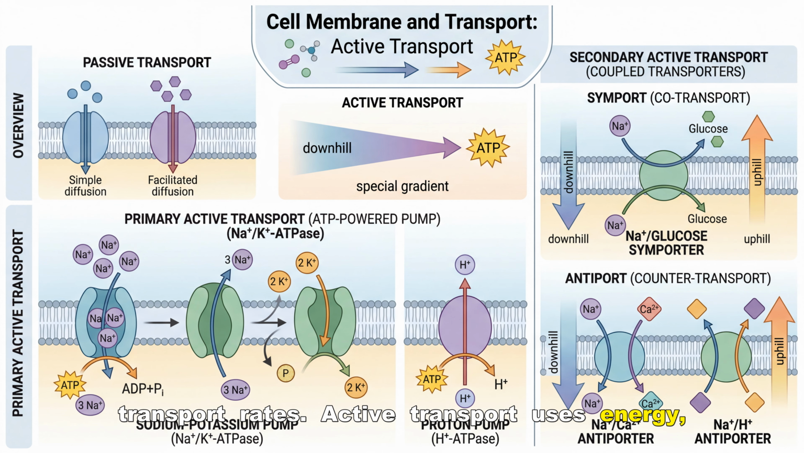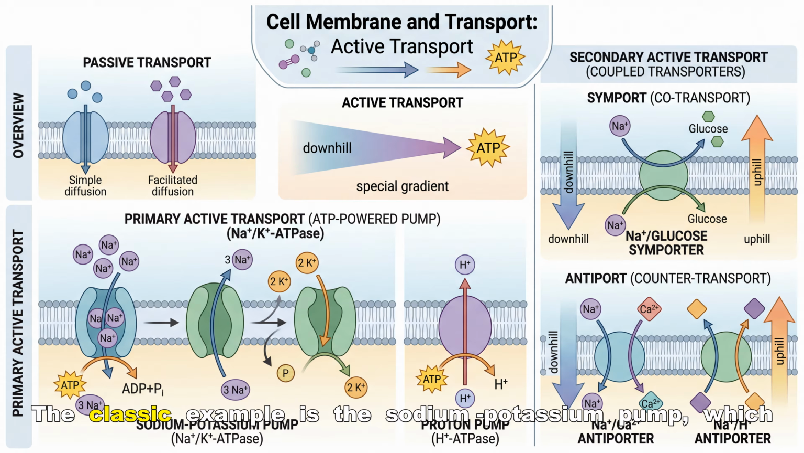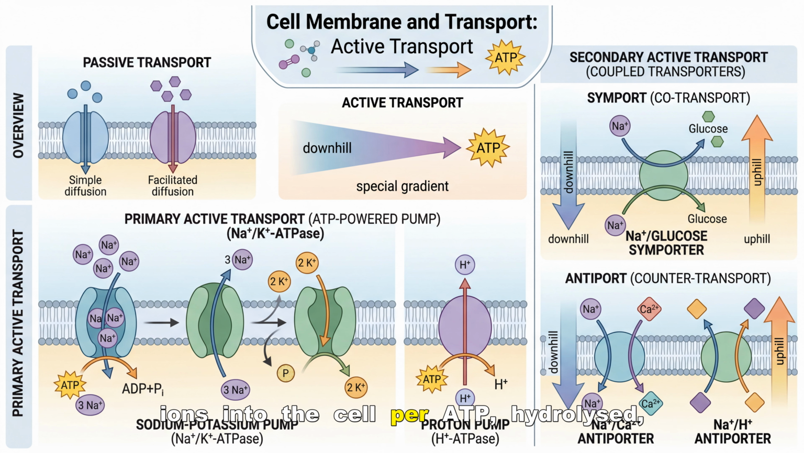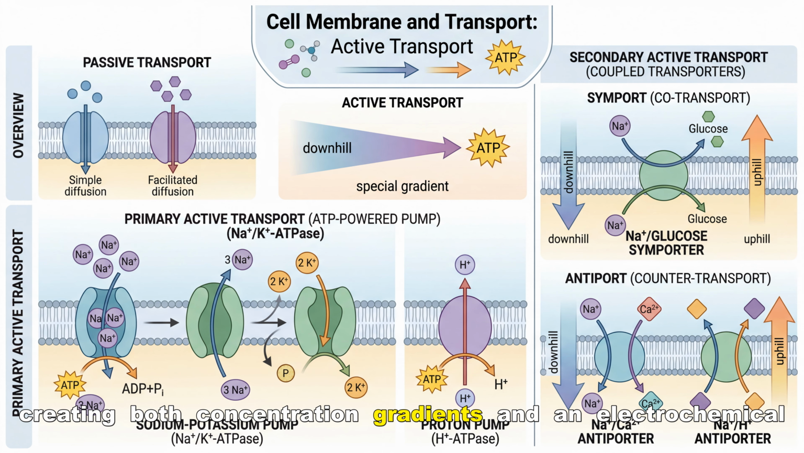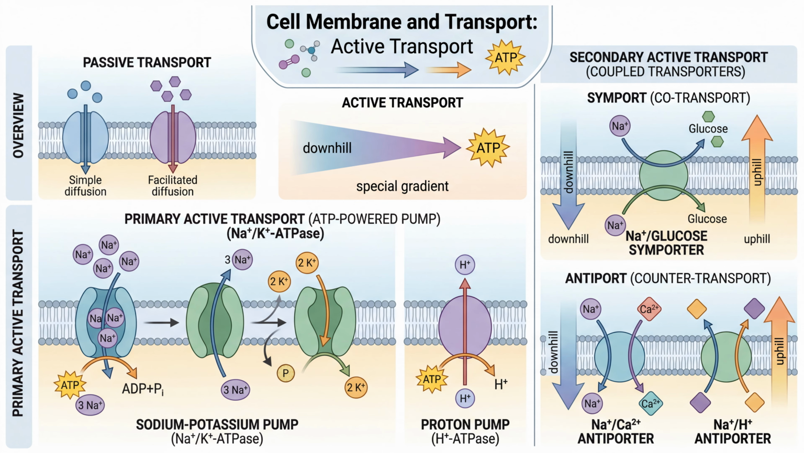Active transport uses energy, often from ATP, to move substances against their concentration gradients via pumps and coupled transporters. The classic example is the sodium-potassium pump, which moves 3 sodium ions out of the cell and 2 potassium ions into the cell per ATP hydrolyzed, creating both concentration gradients and an electrochemical gradient essential for nerve impulses. A helpful mnemonic is 3 out, 2 in, ATP wins.